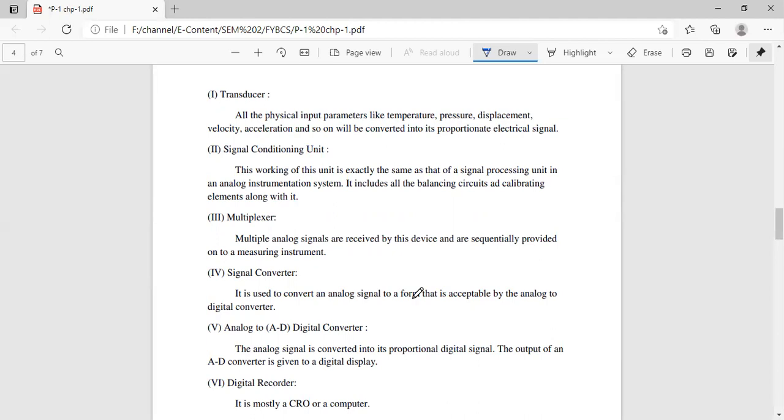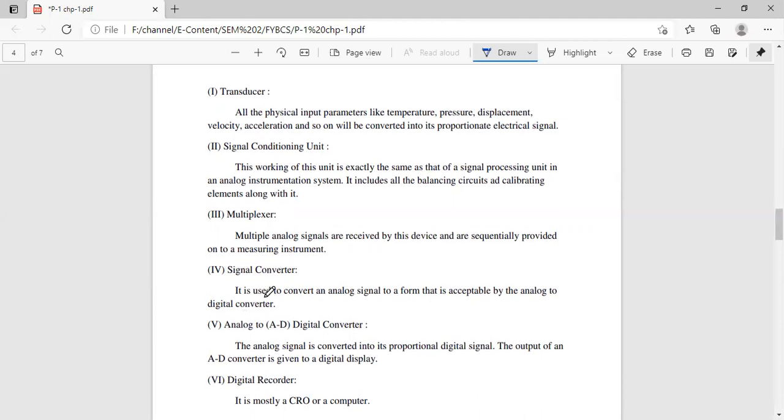Next one is your signal converter. What is the signal converter? It is used to convert an analog signal to a form that is acceptable by the analog to digital converter. Suppose we have one type of analog signal and our next block is the analog to digital converter. We are going to feed the output of this block to the input of this block. In that case, we need to convert our signal into the format that is acceptable by the next block. So this is the function of the signal converter.